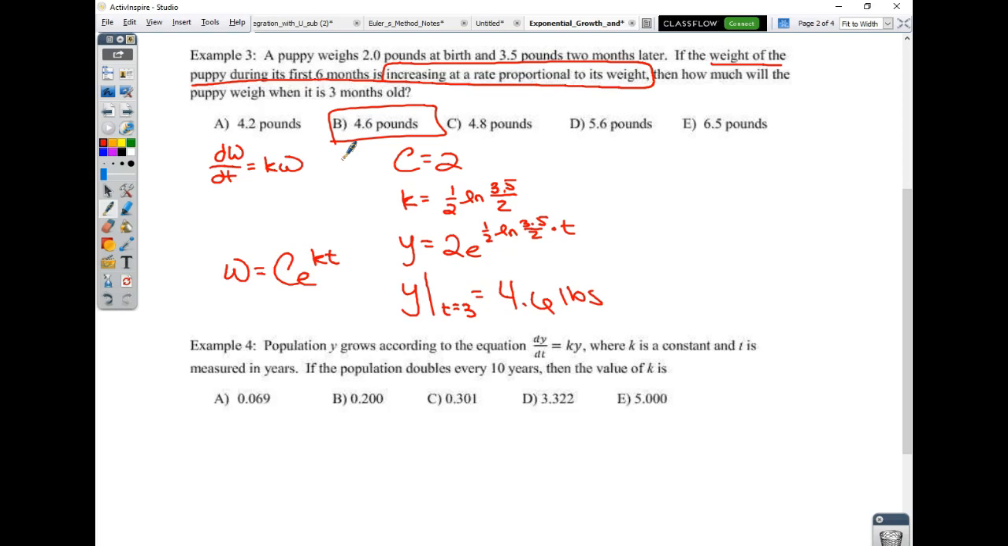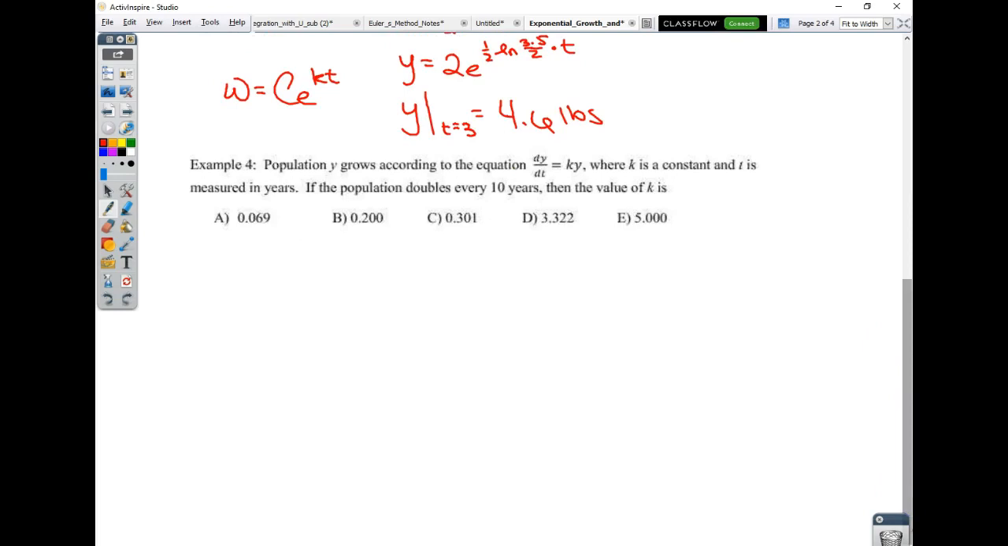I love this one. Population y grows according to the equation dy dt equals ky. So what does that tell us right off the top? Exponential growth or decay. So I know, again, that I'm going to get some y is equal to ce to the kt, where k is going to be a constant and t is measured in years. If the population doubles every 10 years, then the value of k is. That's all they give me. The population doubles every 10 years.